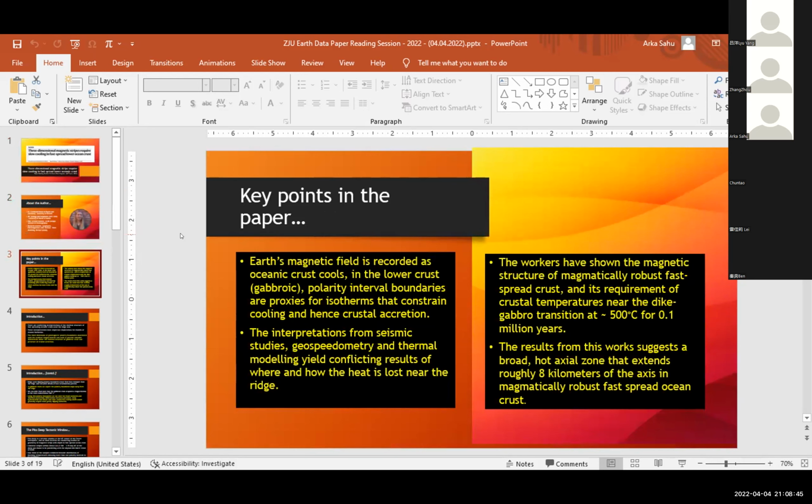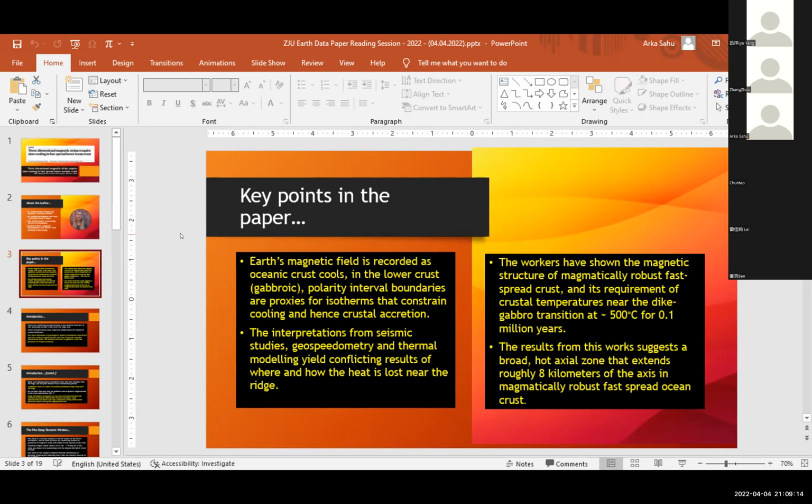So the polarity interval boundaries are actually the proxies for the isotherms, and thus we can have a fair idea of the method of crustal accretion, if we understand the Earth's magnetic field, rather the magnetic stripes we are talking about here. So this is what they have targeted into understanding using a specific location which is very well suited for the study.